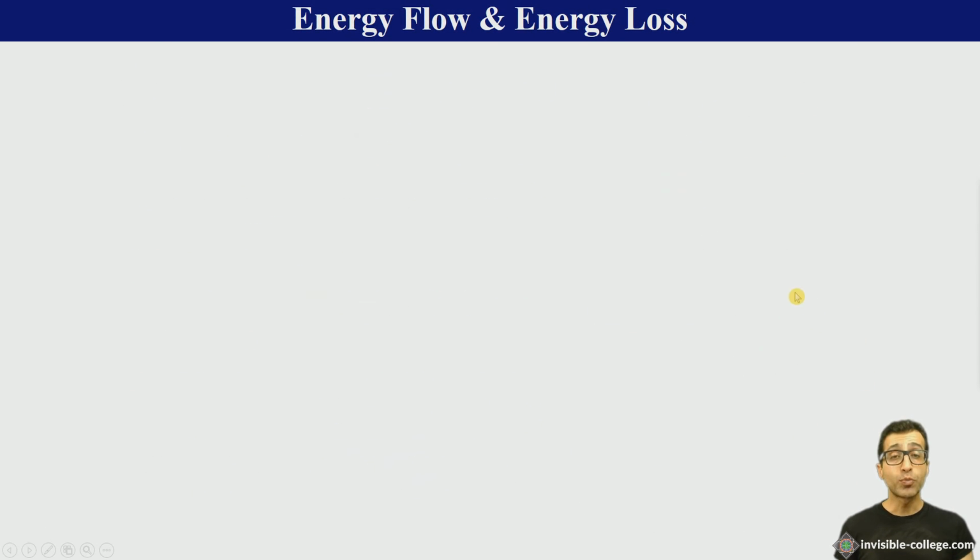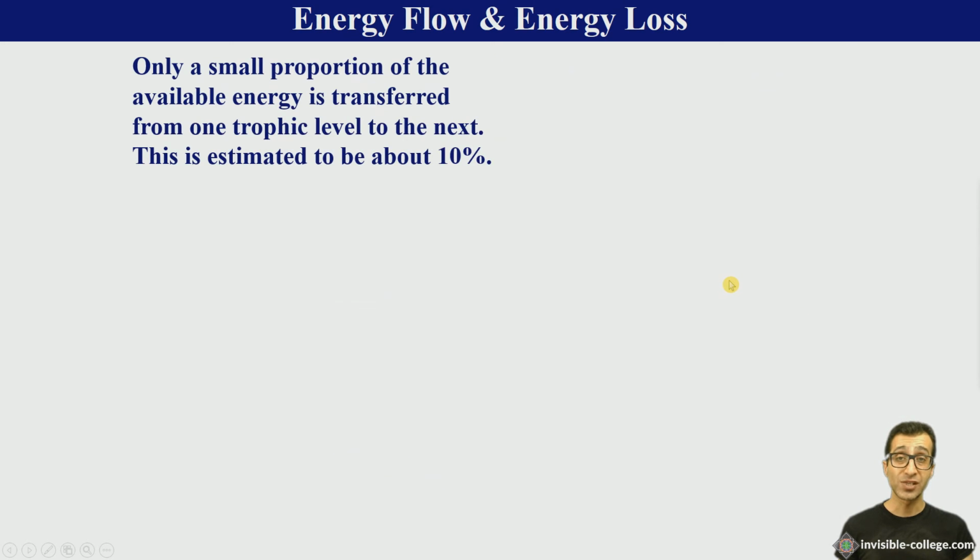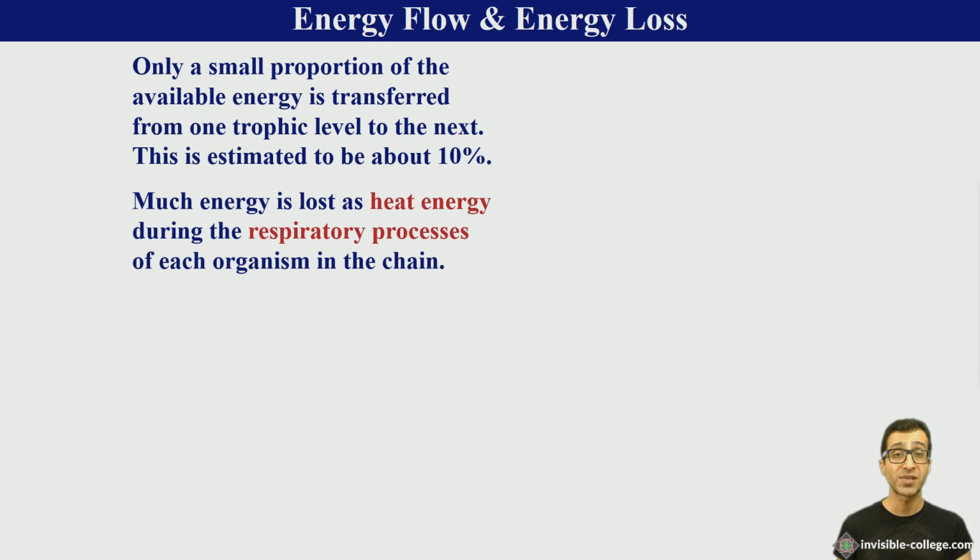So only a small proportion of the available energy, as we saw, is transferred from one trophic level to the next. Now, this is estimated on average to be about 10%. The reason for this, as we saw, is because much of the energy is lost as dissipated or wasted heat into the surroundings during the respiratory processes that occur within each organism in the chain.